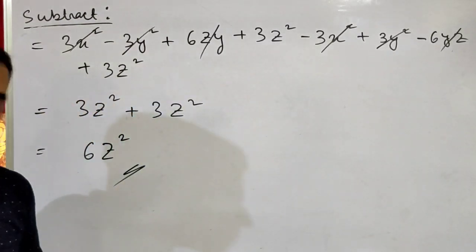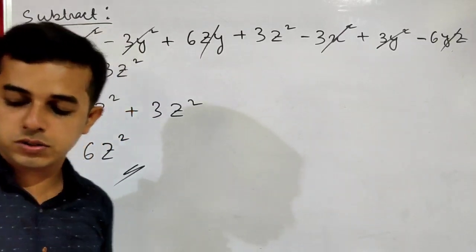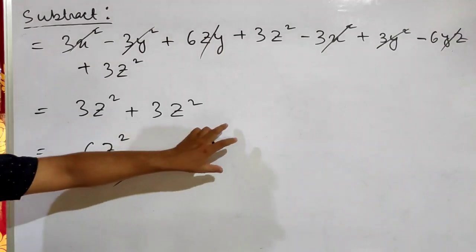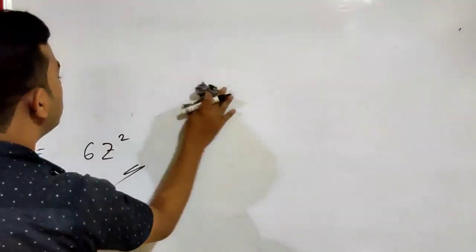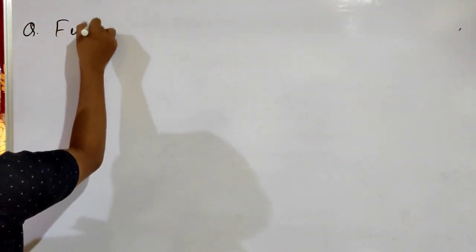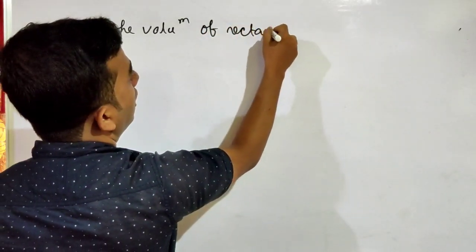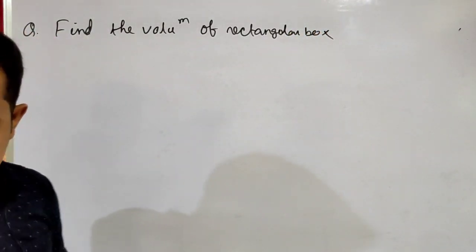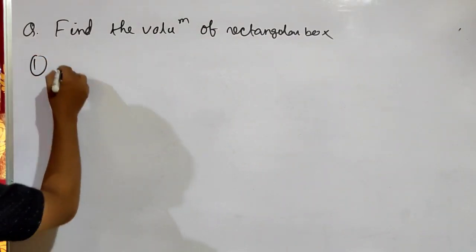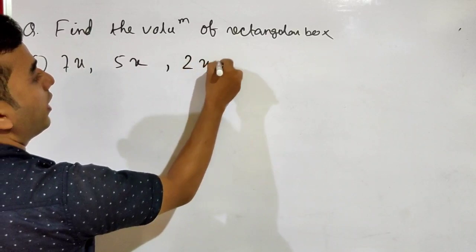That is the same thing, we have to multiply the terms. Actually the basic question is: find the volume of a rectangular box whose length, breadth and height are respectively. This one is clear, isn't it? Very easy. So our next question is find the volume of a rectangular box. Number one: 7x, 5x, 2x square.